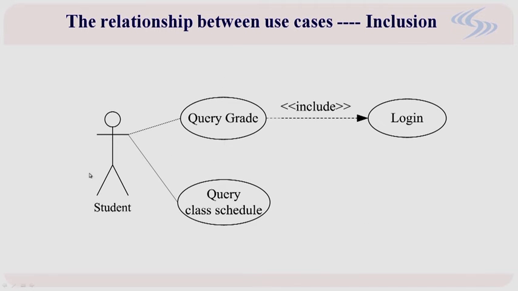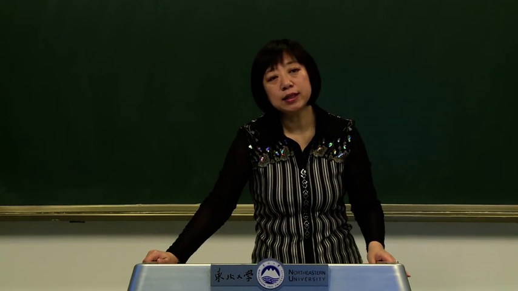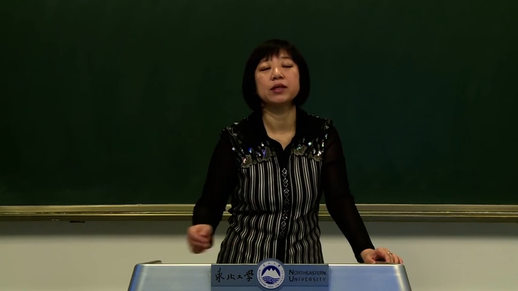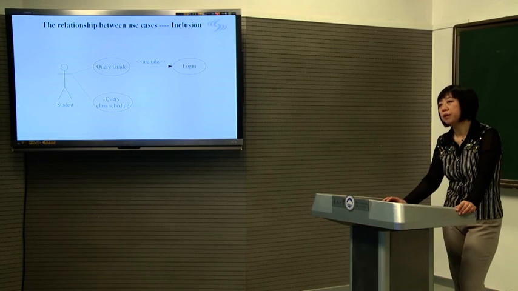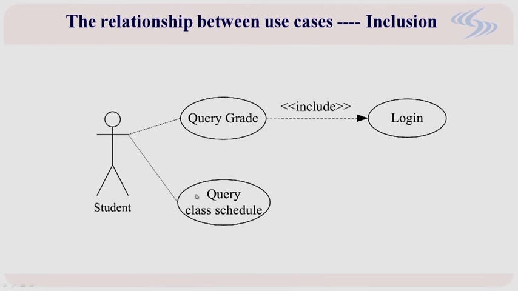In this diagram, student can query grade. But if the student wants to query his own grade, he must log in. Only after he succeeds in login can he query his own grade. So that means the success of query grade includes the success of login. But for this use case, query class schedule, no login is necessary. So query grade includes login. So the relationship between these two use cases is inclusion.